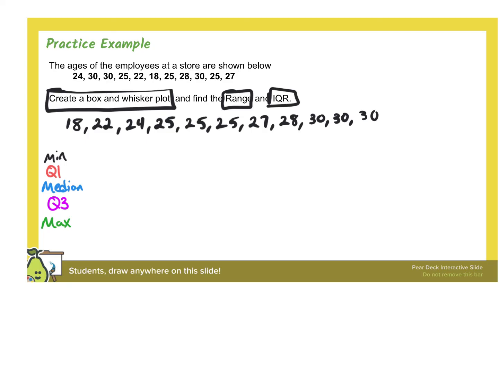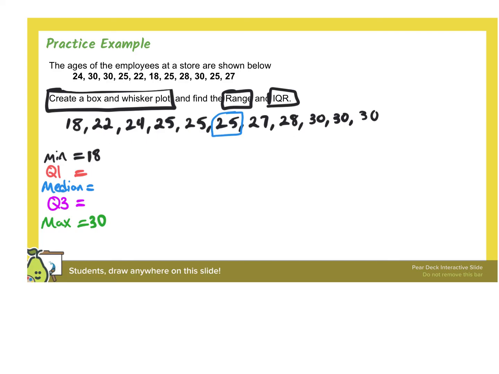Looking for our 5-number summary, we see that the minimum is 18 at the very beginning, and we see our maximum is 30 at the very, very end. We need to then find our median, and if you've counted your numbers, you'll know that we have 11 numbers. So this one's a little different from the previous example. The 11 numbers means that we actually will have a perfect median, which in this example is 25. And we know it's the median because we've got 5 on the left and 5 on the right.